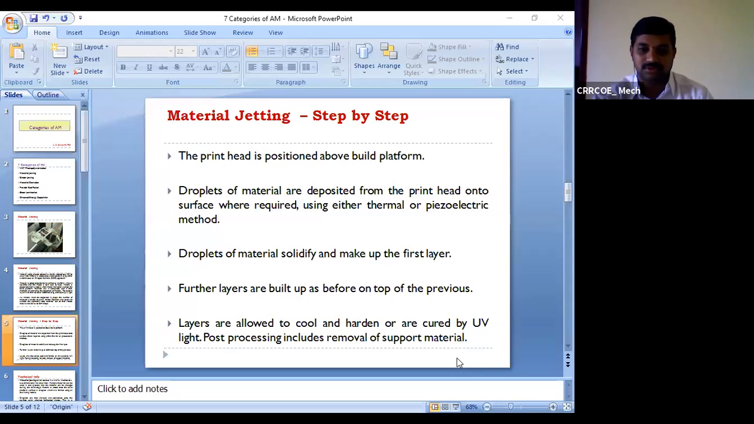On the build platform we are placing the material. Some materials will diffuse. If it is powder-based, some quantity of the powder is not fused. That material is again used as supporting material.